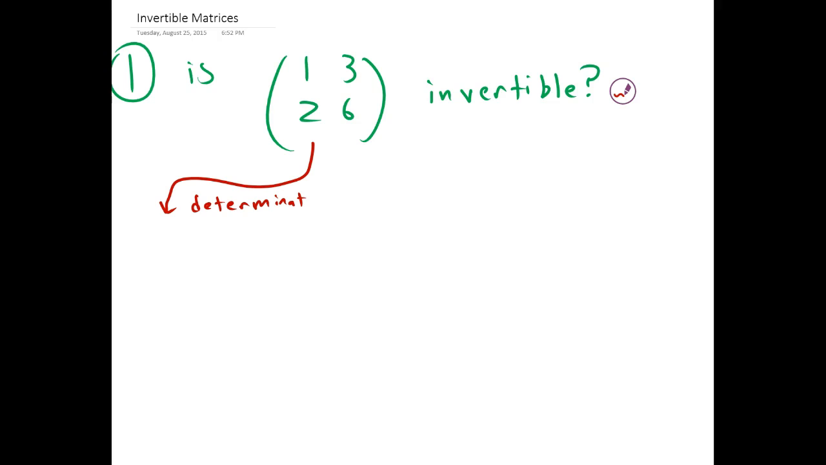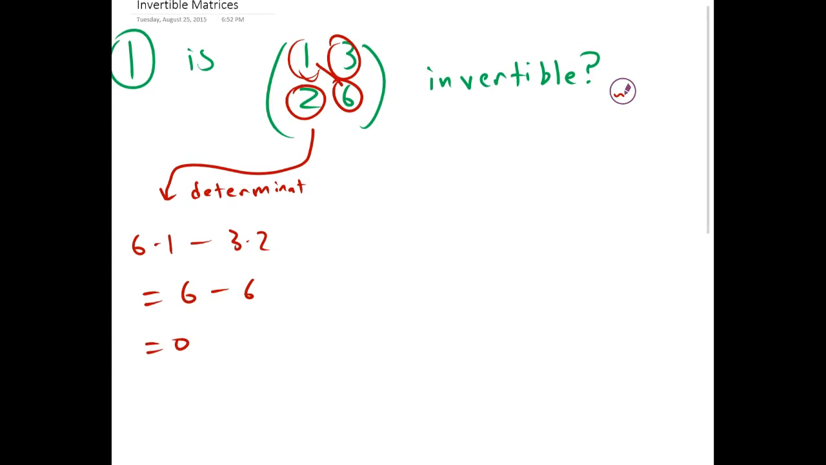And the determinant of this matrix is the product of this entry and this entry, so 6 times 1, minus the product of this entry and this entry, so 3 times 2. This ends up being 6 minus 6, which is 0. And since this has a 0 determinant, it is not invertible.